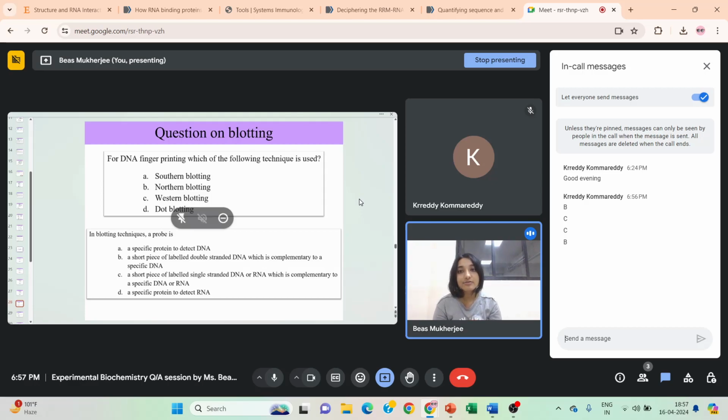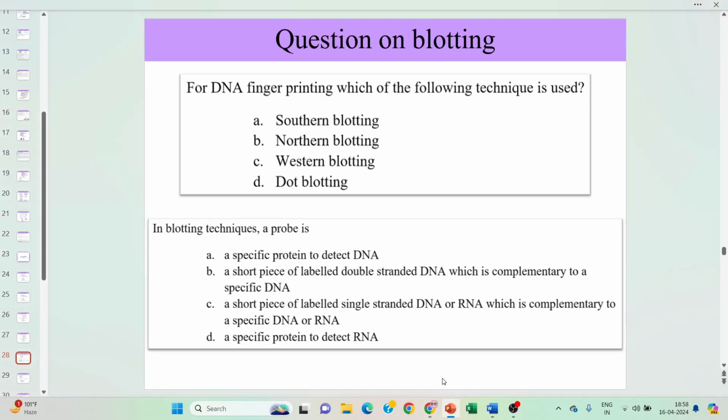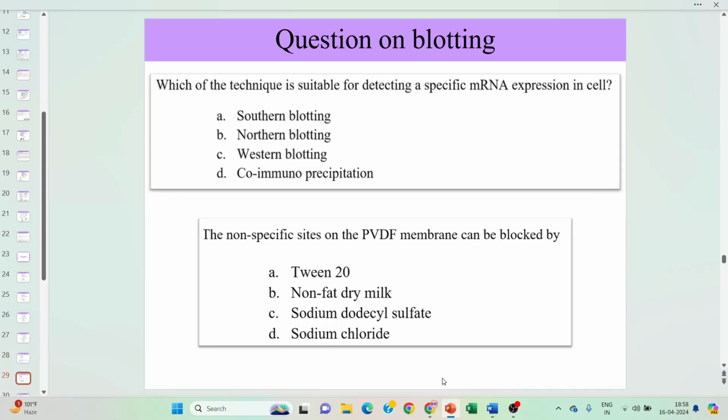For DNA fingerprinting, which of the following techniques is used? You have Southern blotting, Northern blotting. Yes, very good. For the next question, in blotting techniques, a probe is a specific protein to detect DNA, a short piece of labeled double-stranded DNA which is complementary to a specific DNA, a short piece of labeled single-stranded DNA or RNA which is complementary to specific DNA or RNA. C, yes, that is very correct. Okay, now we move on to the next question.